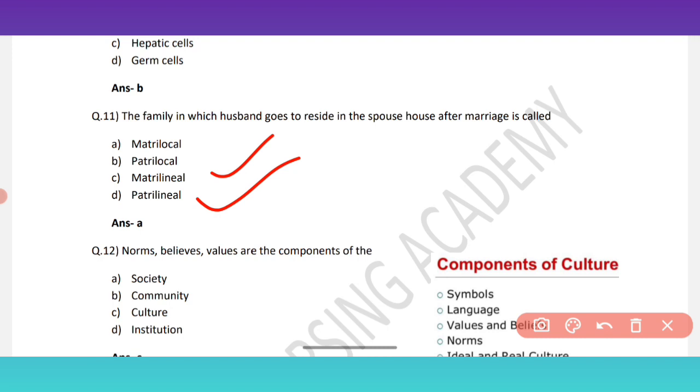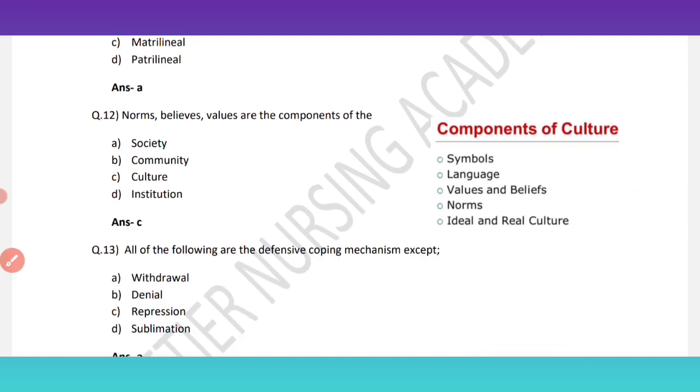M Kannan, J Kannan, K Kannan. So this M or J, whatever it is, the initial is the name of the father. If the first name or initial is in the name of the father, it is called patrilineal. But if it is in the name of the mother, it is called matrilineal. Matrilineal means they are giving more importance to the mother. Patrilineal means they are giving more importance to the father. That's all. Okay, fine.